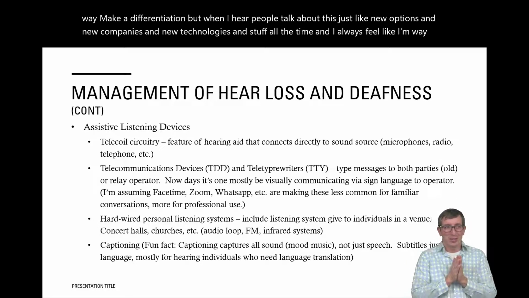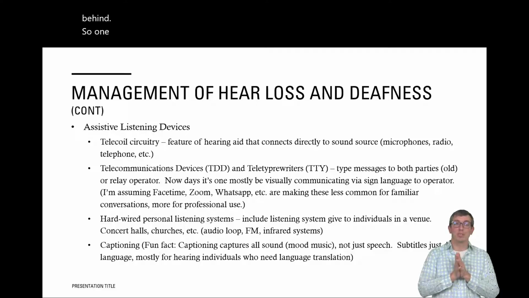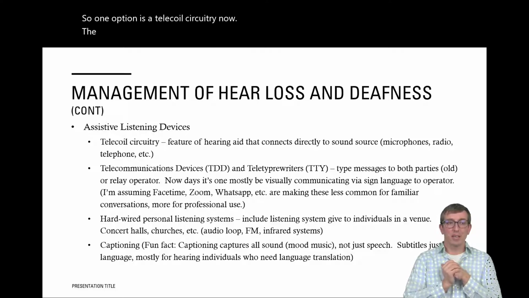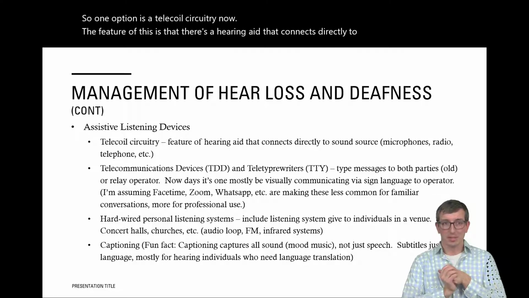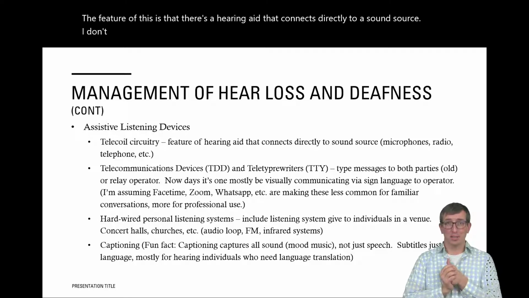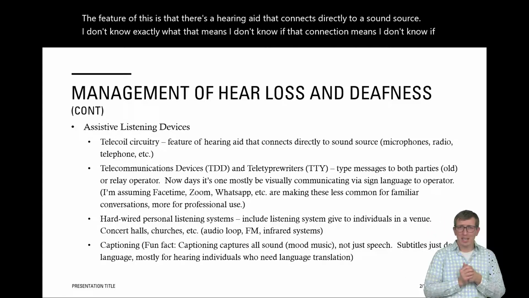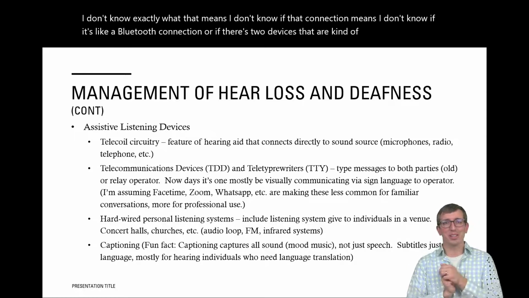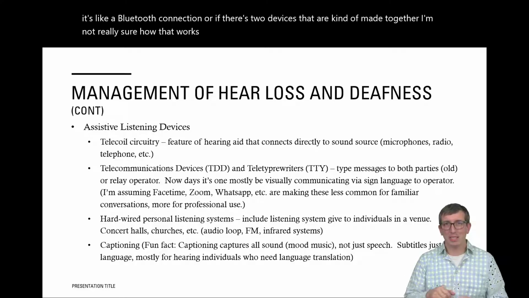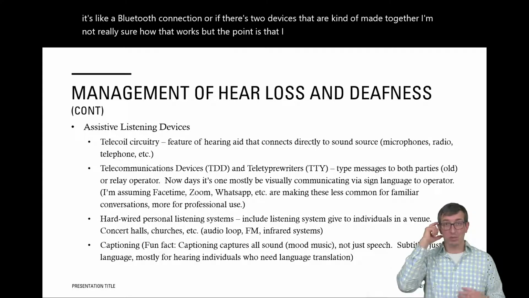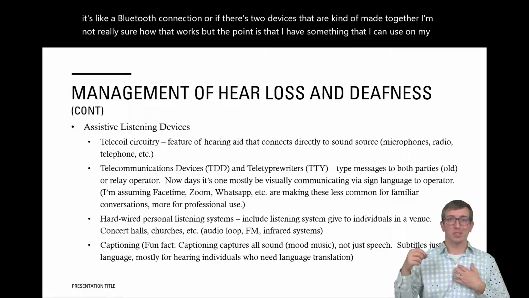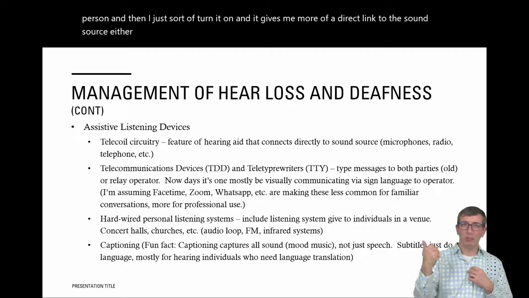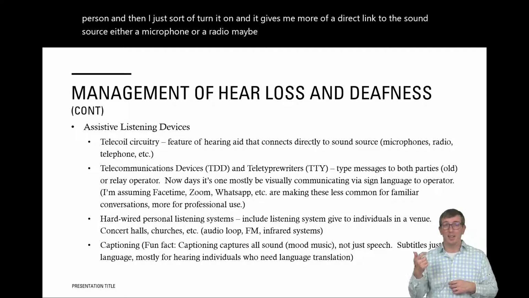So one option is telecoil circuitry. The feature of this is that there's a hearing aid that connects directly to a sound source. I don't know exactly what that connection means. I don't know if it's a Bluetooth connection or if there are two devices made together. I'm not really sure how that works. But the point is that I have something I can use on my person, and then I just turn it on, and it gives me more of a direct link to the sound source, either a microphone or a radio, maybe a telephone, that kind of thing.